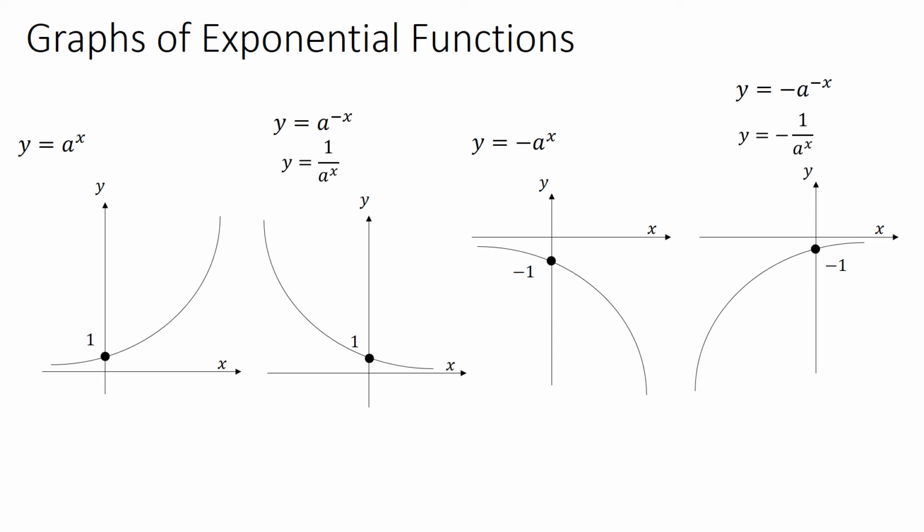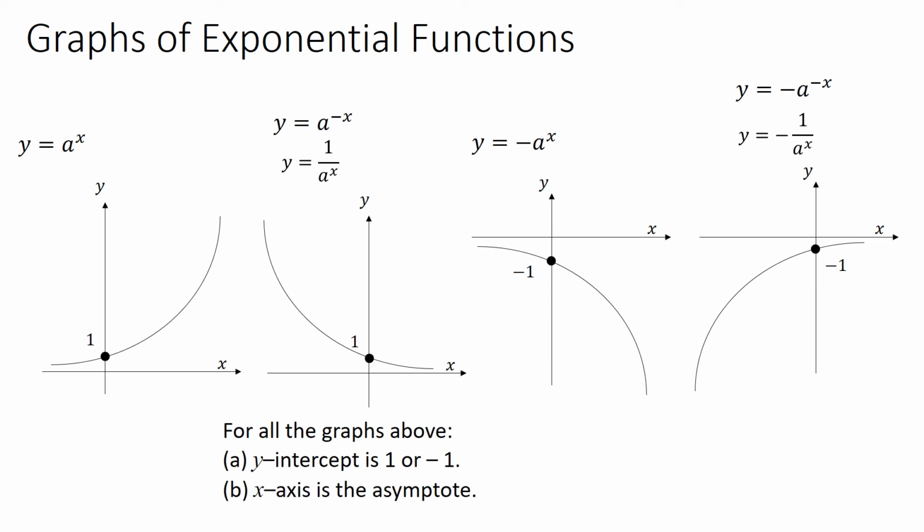So what you need to do is remember the shape of the graph for these exponential functions. You can take some time and remember the graph. From all the graphs above, we can see that the y-intercept is 1 or -1. The x-axis is the asymptote. Asymptote means that the graph won't touch the x-axis.